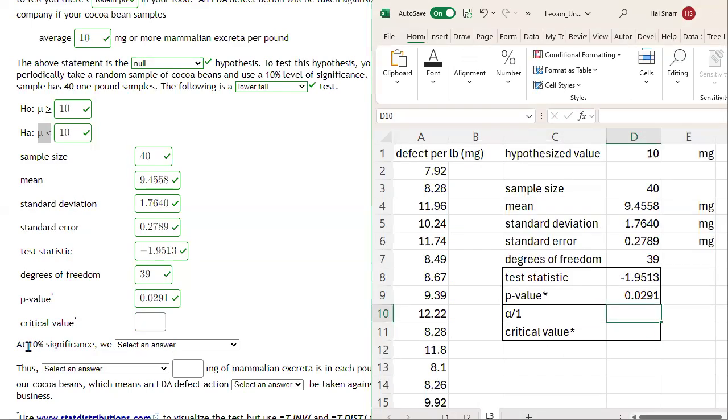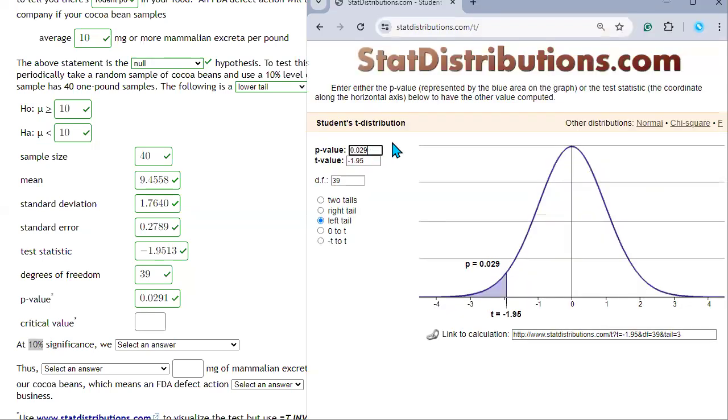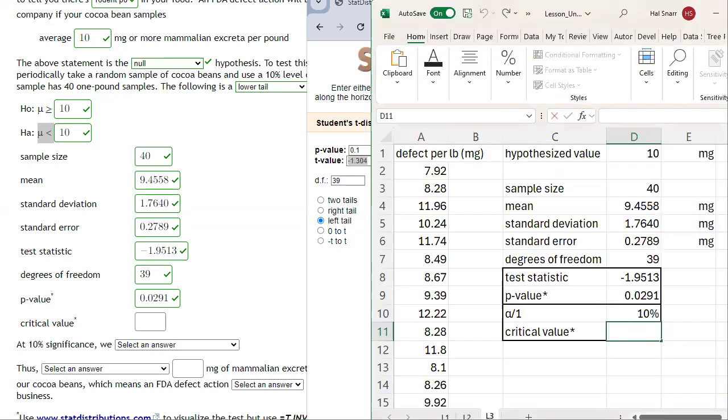I have 10% significance. To find the critical value visually, what do we have to do? I have to change this to the significance level. And I want to keep it on the left tail because it's a left tail test, right? Lower tail test. The degrees of freedom are still 39. Now the value on the number line is negative 1.304. So we should get something close to negative 1.304. This is 3 decimal places from statdistributions.com. I want 4 decimal place accuracy.